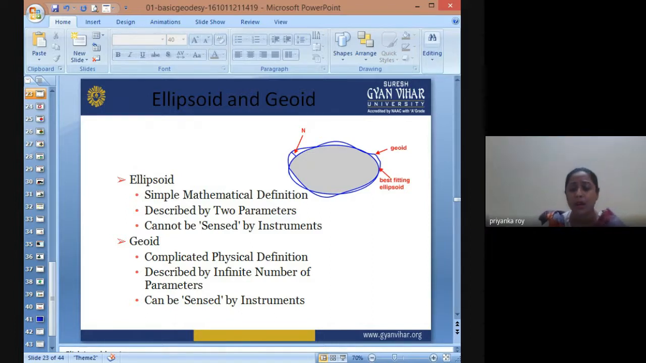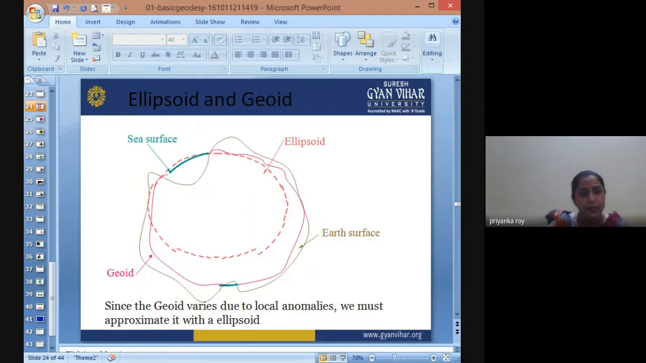Okay, let's go further. The ellipsoid and geoid are like this. This is the ellipsoid surface. This pink line shows the geoid surface, and this brown line represents the actual surface of the earth. So it is more like a stone. If you see the round shape of a stone, it has a lot of uneven surfaces. That's what the shape of the earth is.